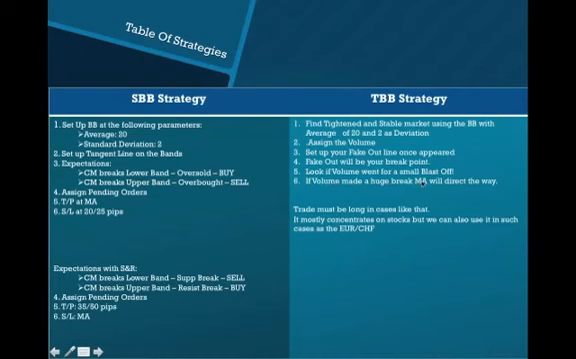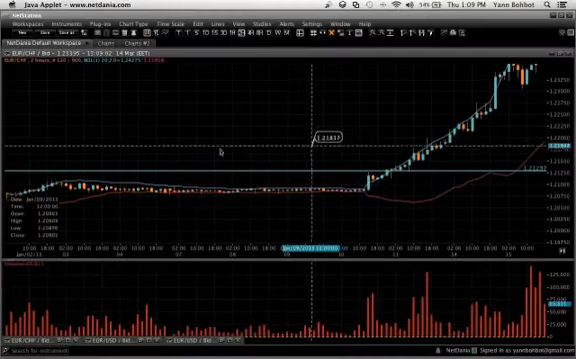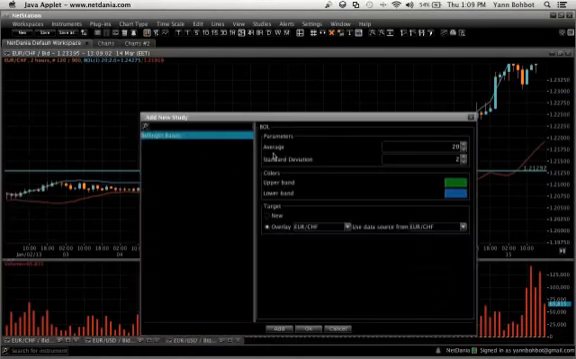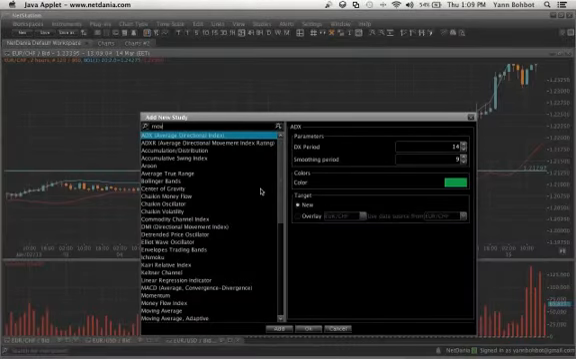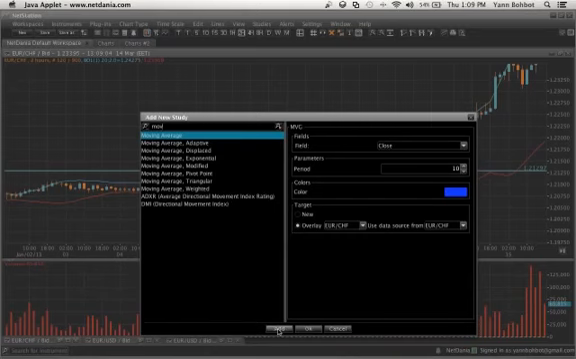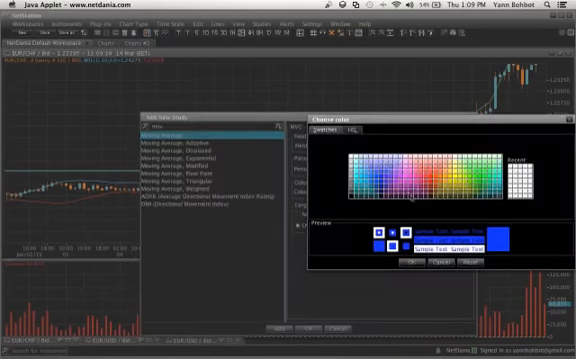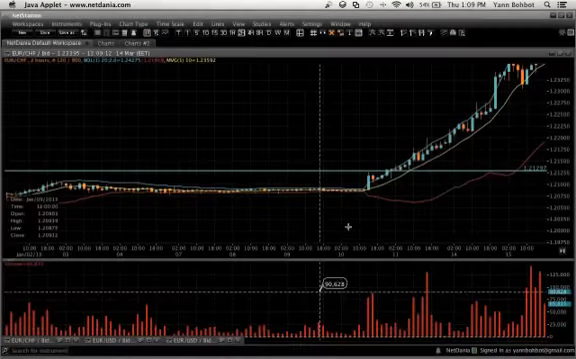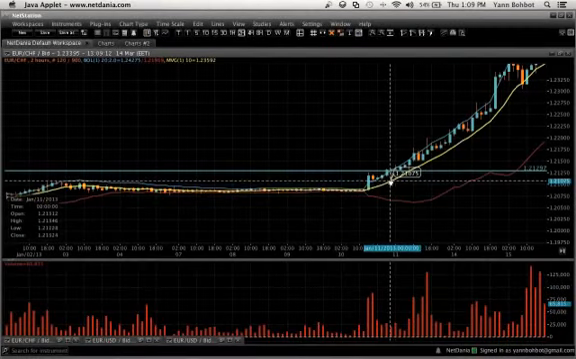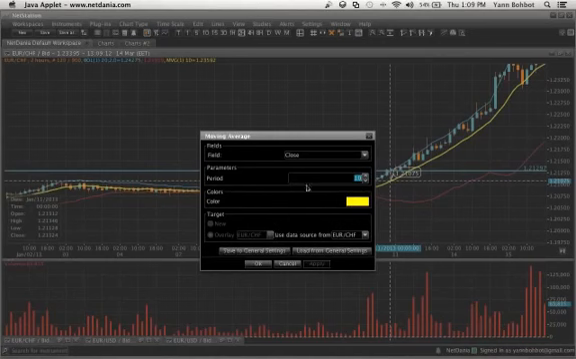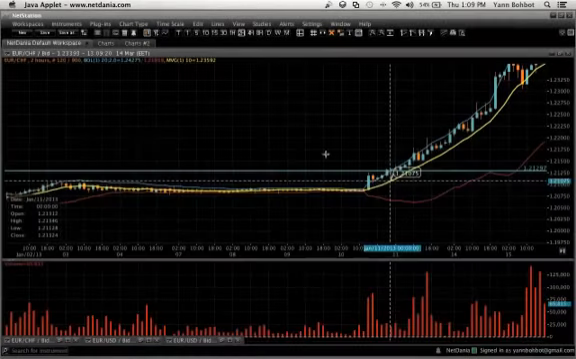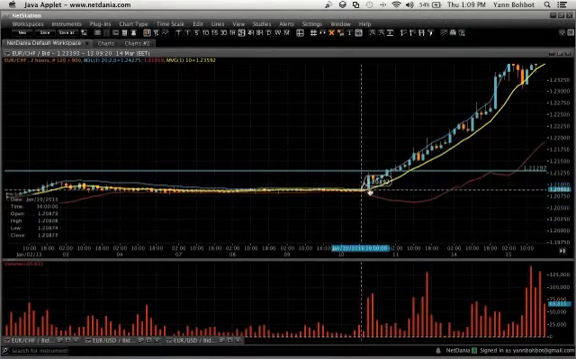If volume made a huge break, moving average will direct the way. Oh, of course, we need to put our moving average. Okay, moving average. Here we go. Let's put it in yellow. Okay, perfect. So this is our moving average.